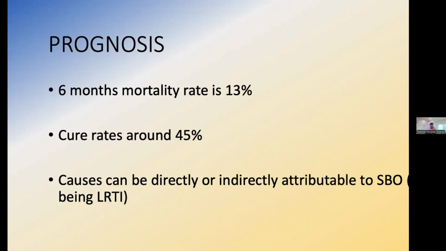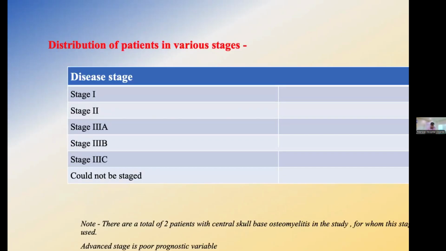And most deaths are indirectly related to skull base osteomyelitis. They have cranial palsies, they might get aspiration pneumonia, and therefore they die. And some patients do get meningitis or cranial extent of disease leading to aneurysms and rupture and death. So these are our patients.